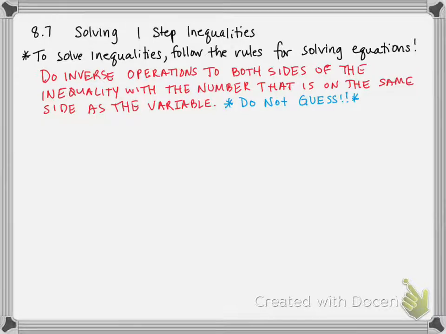All right, so just as a quick reminder, if my problem has addition, I'm going to use subtraction on both sides to clear out the number so that the variable is all by itself. Whatever I do to the left side of the equation, I do to the right side. If I start with subtraction, then I'm going to use addition. If I start with multiplication, I'm going to use division.